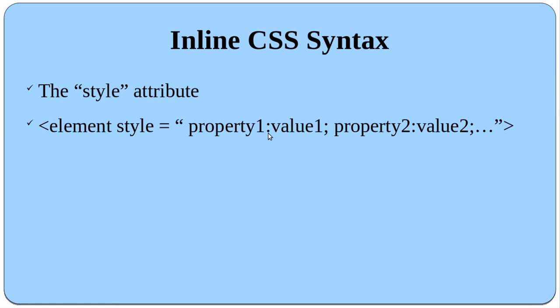Property 1 colon value 1 semicolon. Property 2 colon value 2 semicolon. Like this, you can implement any number of properties.